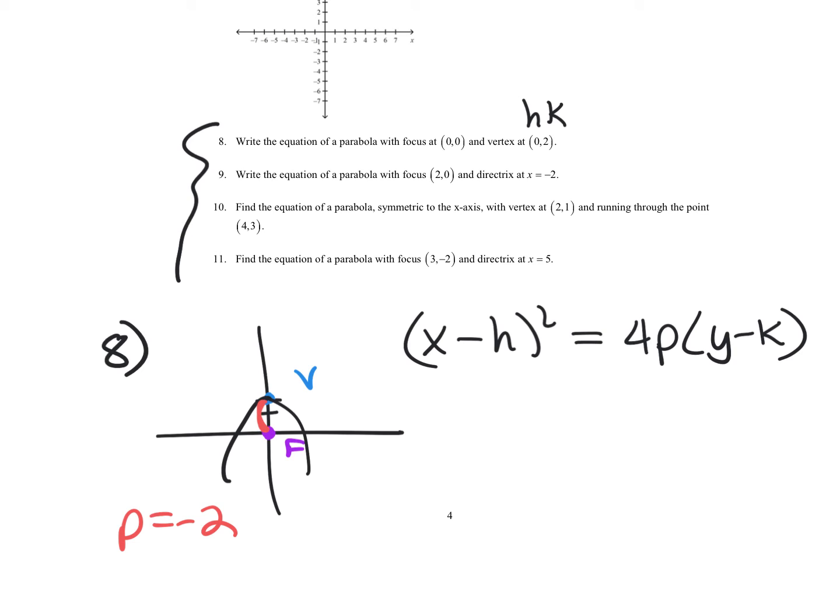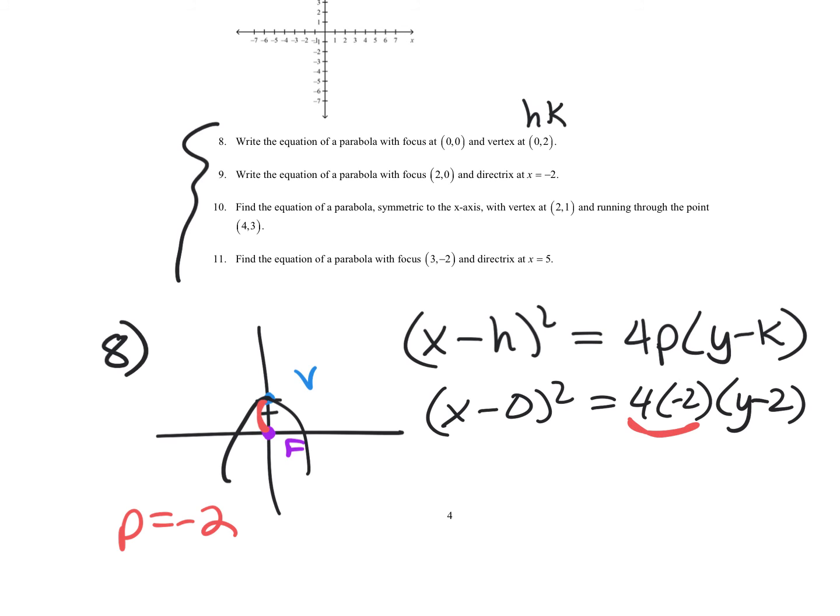So let's replace what we have. x minus 0 squared equals 4 times -2, and then y minus 2. The only thing I need to simplify here is multiplying 4 times -2. And I can also not put the -0 here. So x squared equals -8 times y minus 2 would be your final answer there. Let's try number 9.